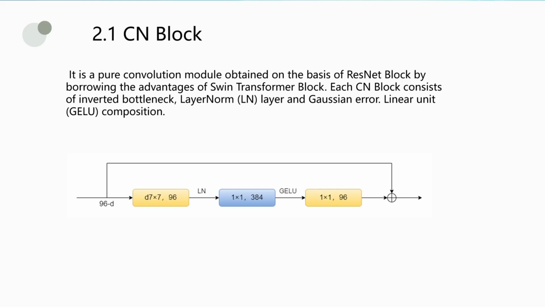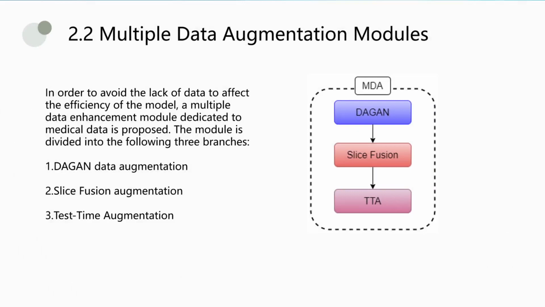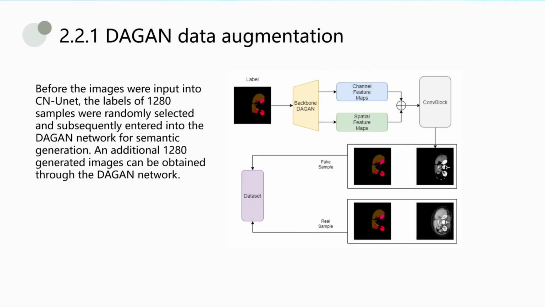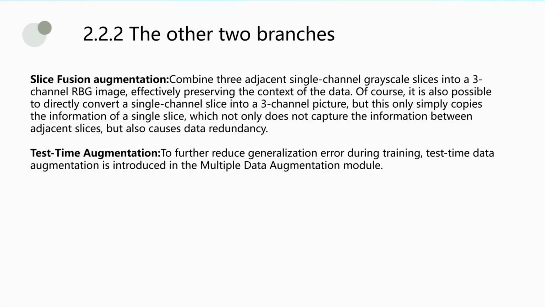In order to avoid the lack of data affecting the efficiency of the model, a multiple data augmentation module dedicated to medical data is proposed. The module is divided into 3 branches. The first branch is DGAN data augmentation. Before the images were input into CN-Unet, the labels of several samples were randomly selected and subsequently entered into the DGAN network for semantic generation. Additional generated images can be obtained through the DGAN network. The other two branches are slice fusion augmentation and test time augmentation.